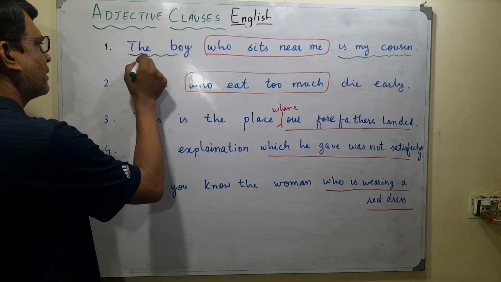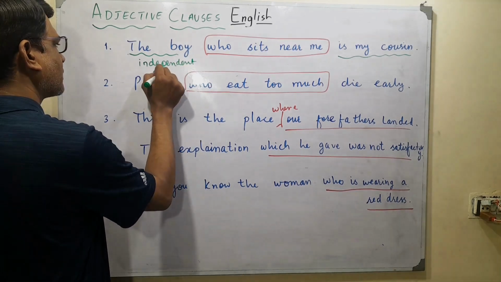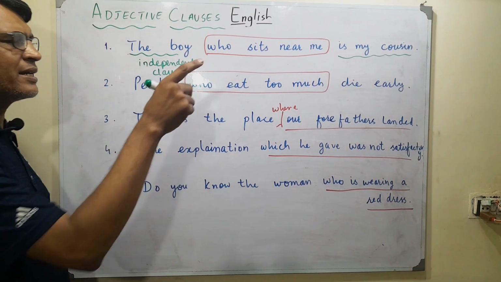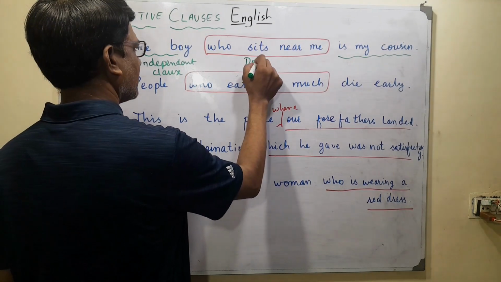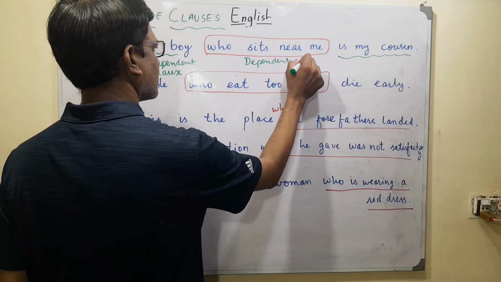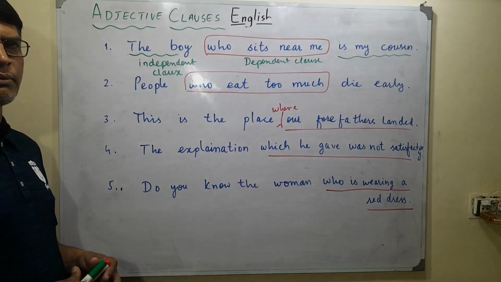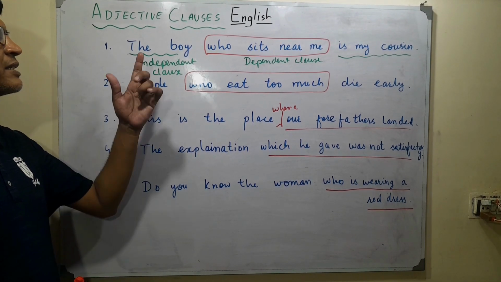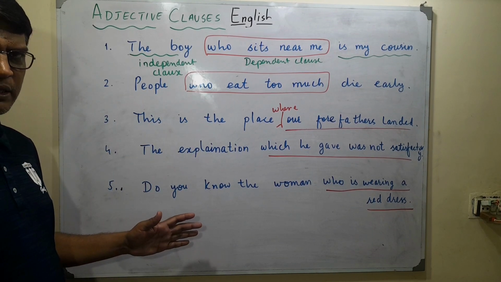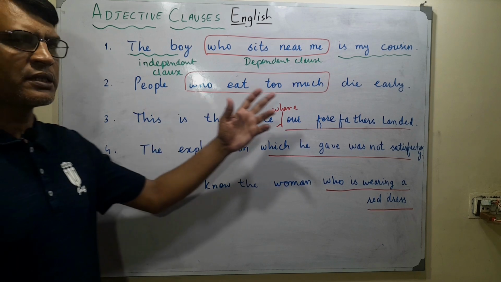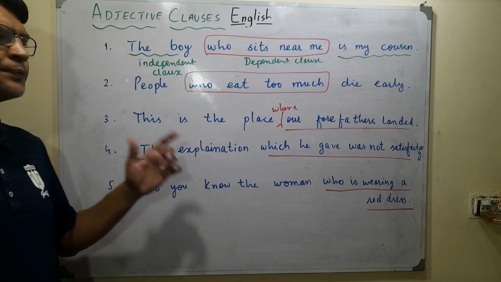So, in this case, "the boy is my cousin" is an independent clause. And "who sits near me" is the dependent clause. Okay, so one independent clause and one dependent clause make up complex sentences, and adjective clause is an example of a complex sentence. So in all of these sentences, we can see, like, "people die early" is an independent clause. "Who eat too much" is a dependent clause.